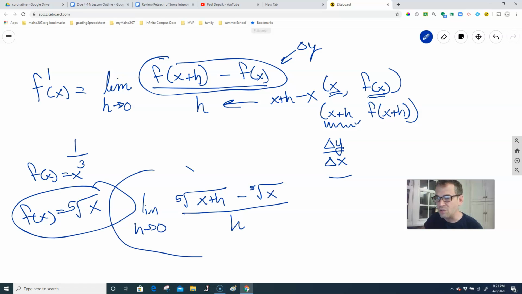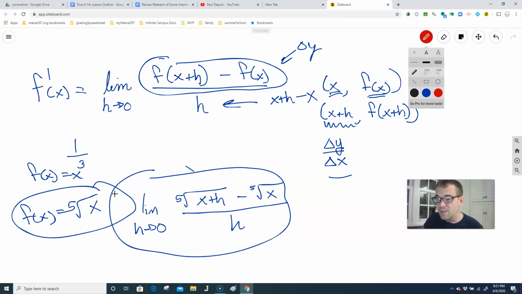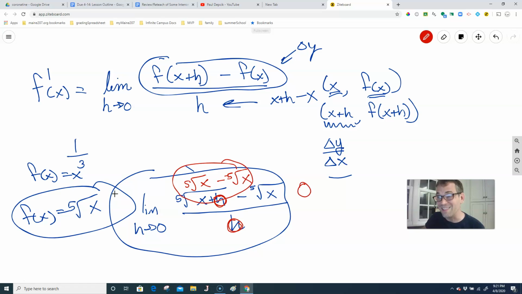As you look at this expression, if I right now try to plug in 0 for h, what's going to happen? This becomes 0, and this becomes 0. So I end up with the 5th root of x minus the 5th root of x, which is going to make 0. I get 0 over 0. And 0 over 0 is not good. It means there's more work to do.